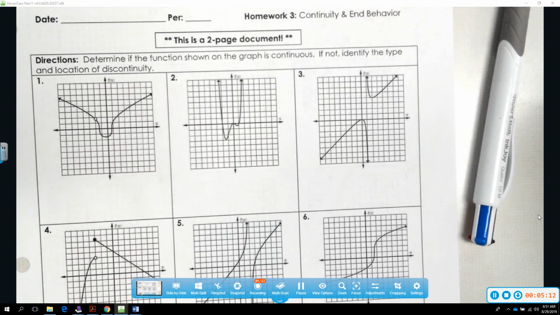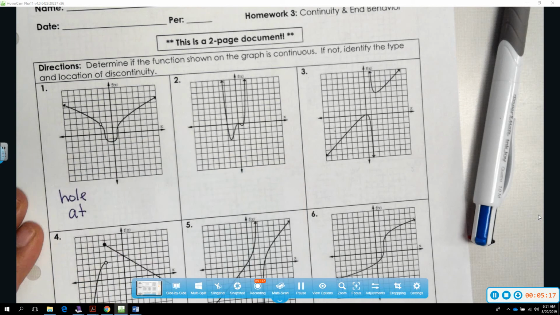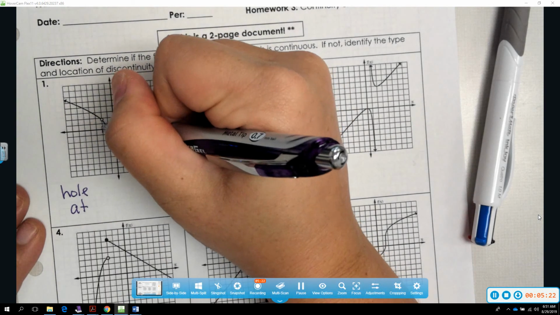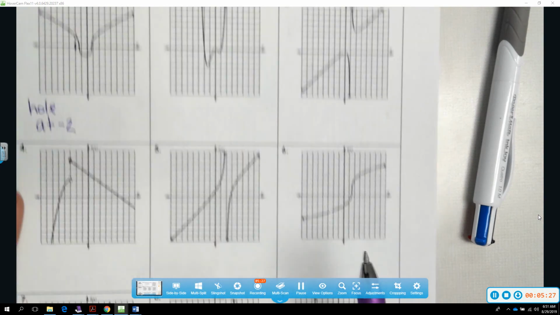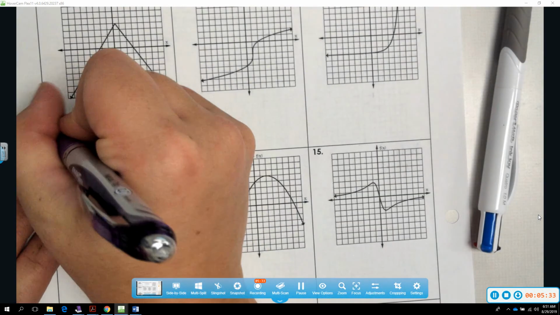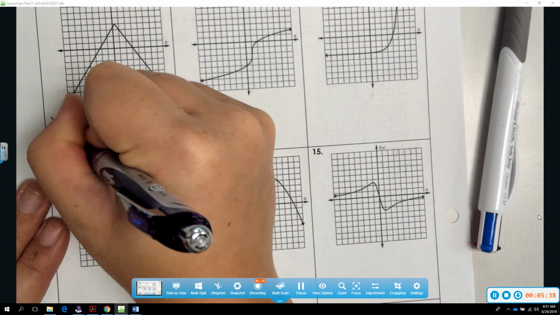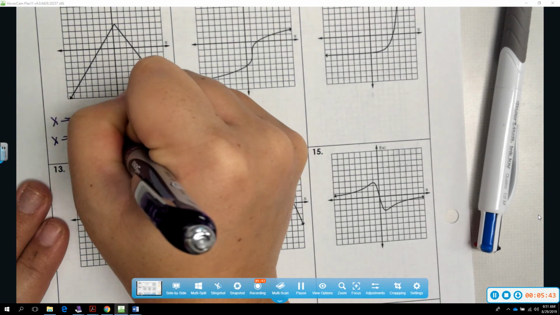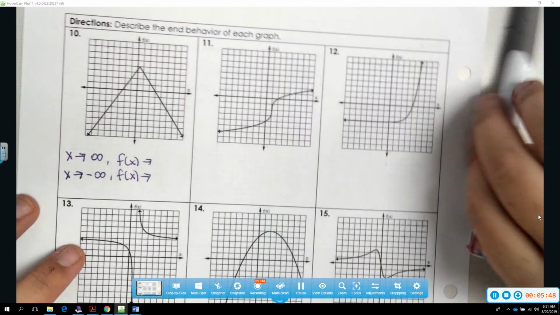So number 1, it is discontinuous. It is a hole, and you're going to tell me at what point. So it is a hole at x value. Remember, it's the x value at -2. So that's what you're going to do for numbers 1 through 9. Now for numbers 10 all the way through 18, we are first going to set yourself up like this on every single question. And it is asking you to describe the end behavior of every single one.